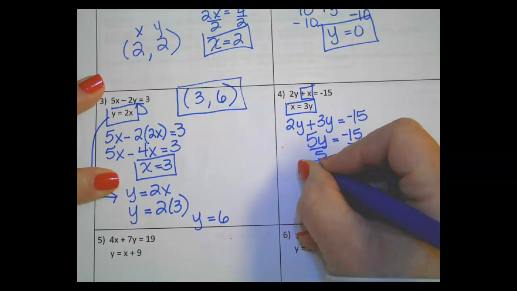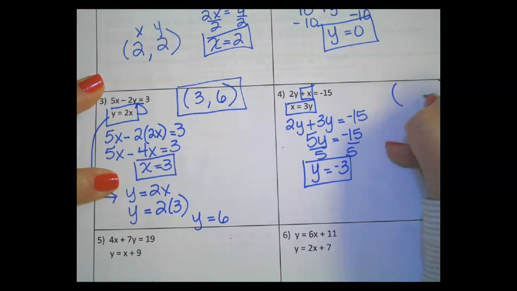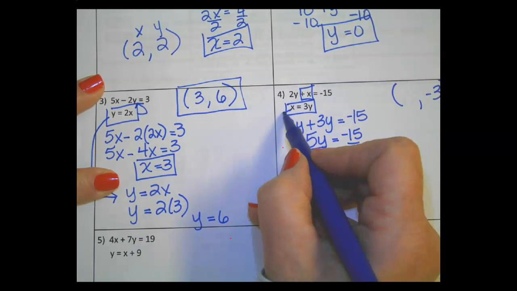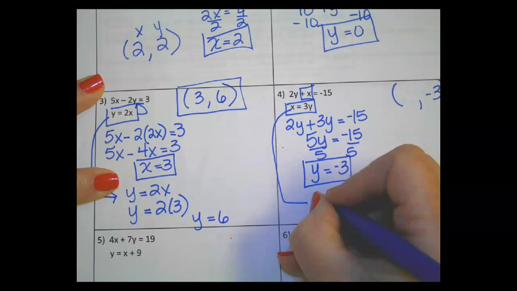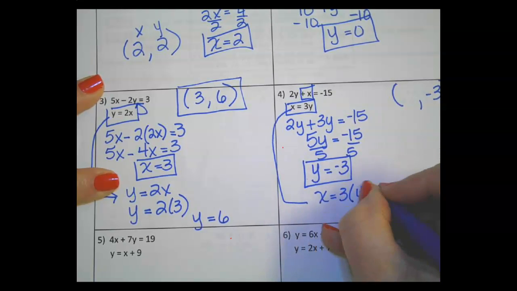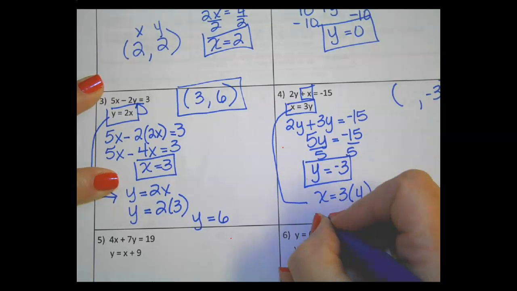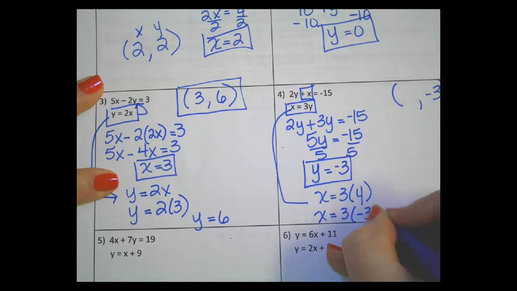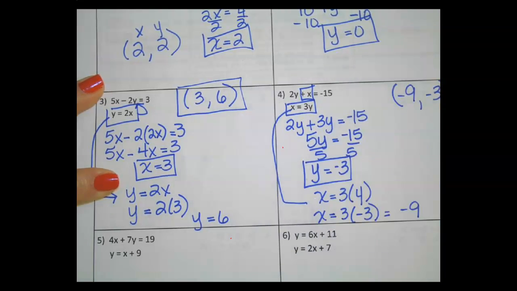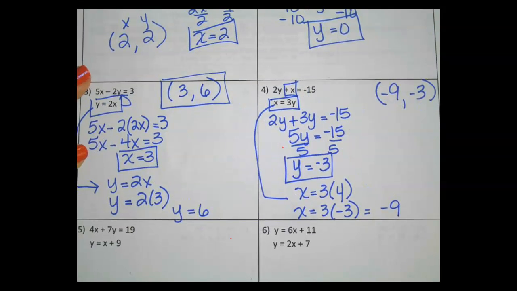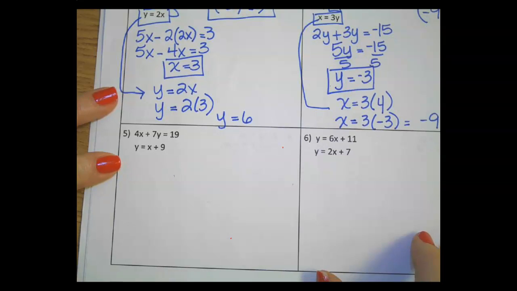Oh, I got y. Now I have to find the x. Well, here's the x. X is equal to 3 times my y. Or x is equal to 3 times, what's my y? Negative 3, which is negative 9. Now we're really getting more difficult.